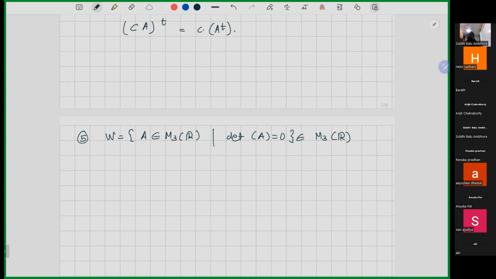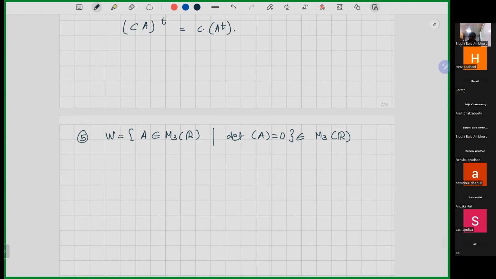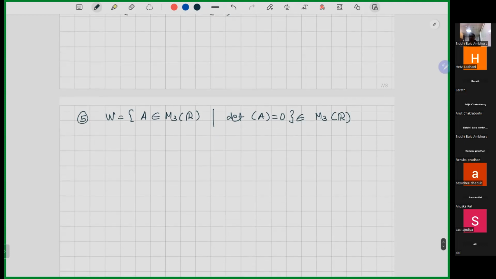Okay, it is a vector subspace. Are you sure? Okay. So let us start with the basic thing. Our first thing to check is addition. So 0 is there. We do not have a problem with 0. The determinant of the 0 matrix is 0. So we are okay with the 0. So let us do the addition part.